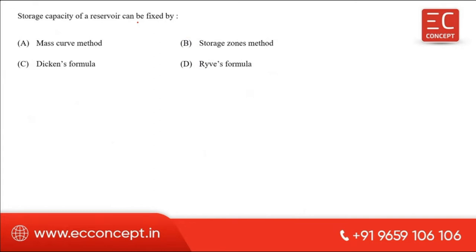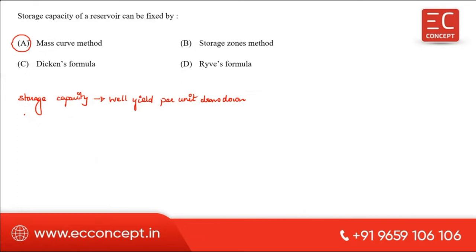Now the next one. Storage capacity of a reservoir can be fixed by the mass curve method. Storage capacity is defined as well yield per unit drawdown. That is the storage capacity.